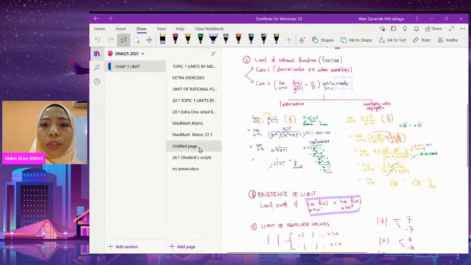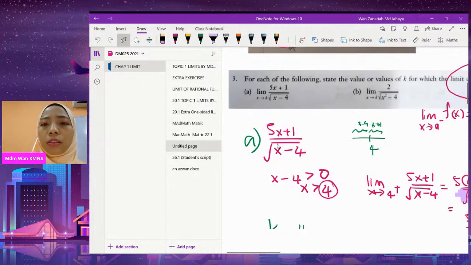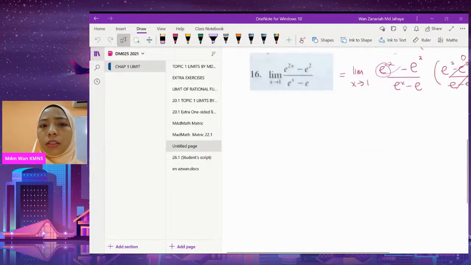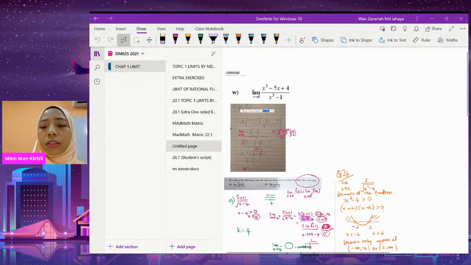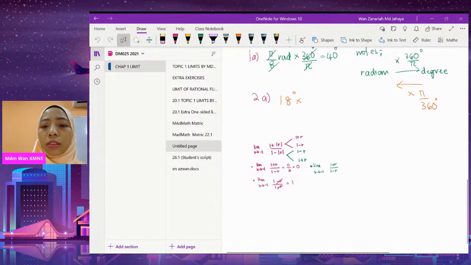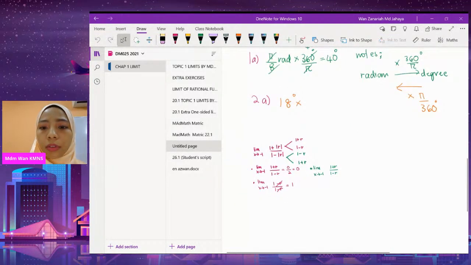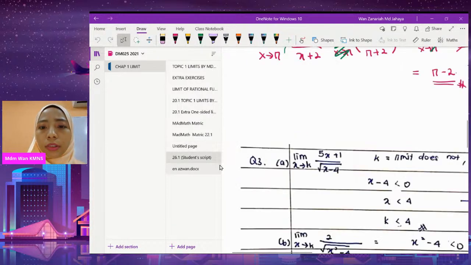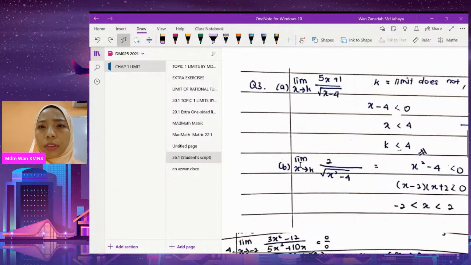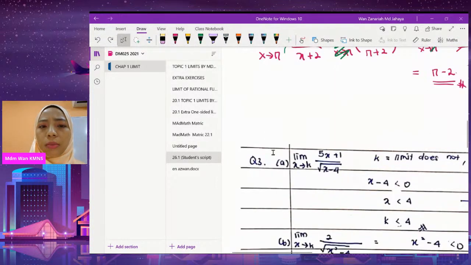Where did I put the question? Wait. No, it's not here. Okay, can someone send the question at the Telegram group? Because this one is not complete, not full. Okay, can someone send the question at the Telegram group?